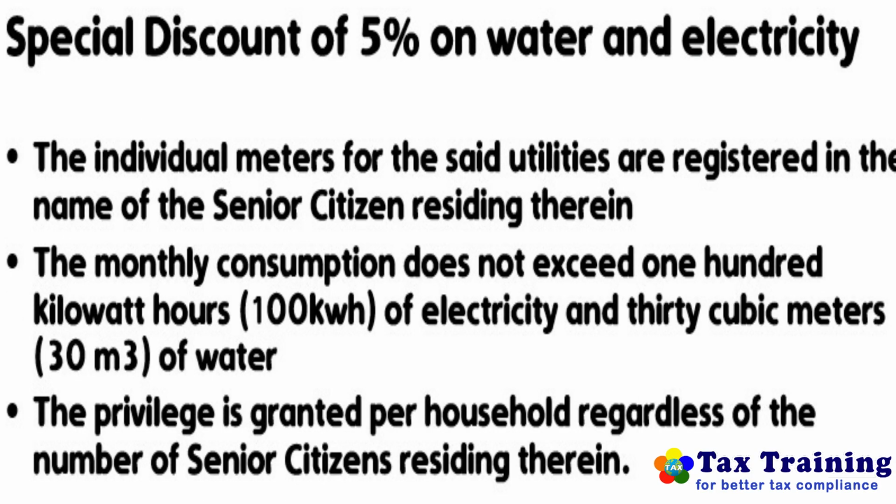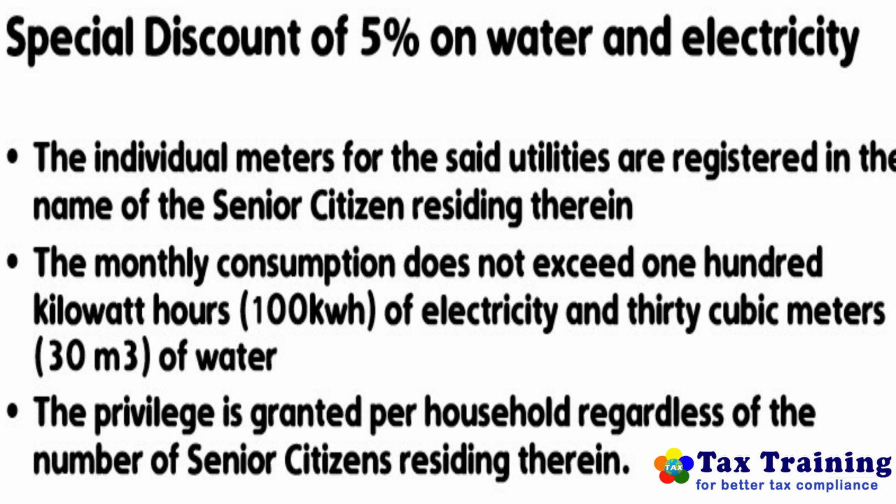Ito namang special discount of 5% on water and electricity, ito po yung mga kondisyon para mabigyan ang senior citizen ng discount. The individual meters for the said utilities are registered in the name of the senior citizen residing therein. The monthly consumption does not exceed 100 kilowatt hours of electricity and 30 cubic meters of water. The privilege is granted per household regardless of the number of senior citizens residing therein. Okay? So yun po yung mga discount na binibigay.